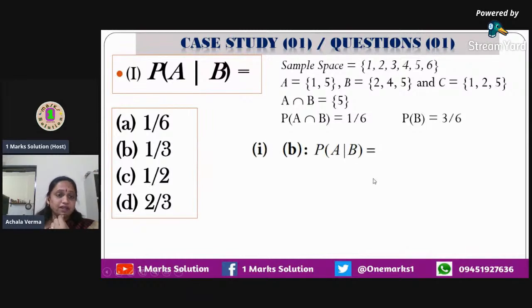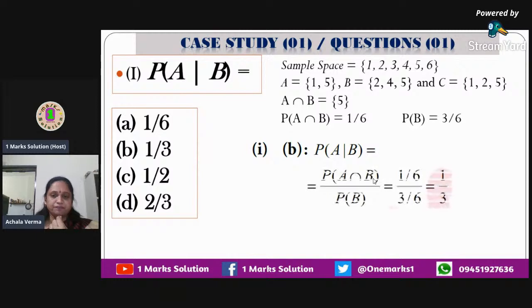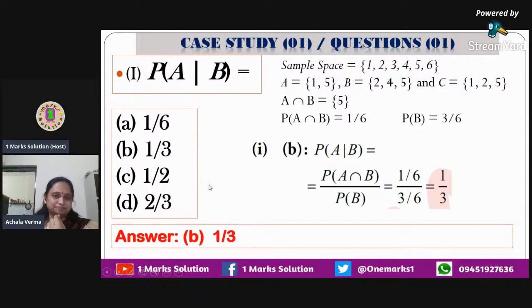Now, let us find out the probability of A when B has already occurred. This is the conditional probability topic that we are dealing with in this question. According to the formula of conditional probability, it is probability of A intersection B upon probability of B. Probability of A intersection B we have already calculated as 1 by 6, and probability of B is 3 by 6. That gives us 1 by 3. So the right option here is option B.